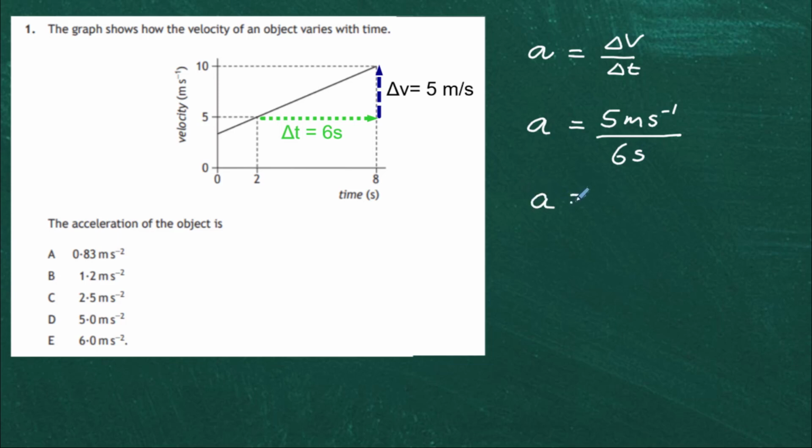And if we do that on our calculator, we get the following answer, 0.83, and the units are going to be meters per second every second. That's how we work out the acceleration from the graph. So our answer will be answer A.